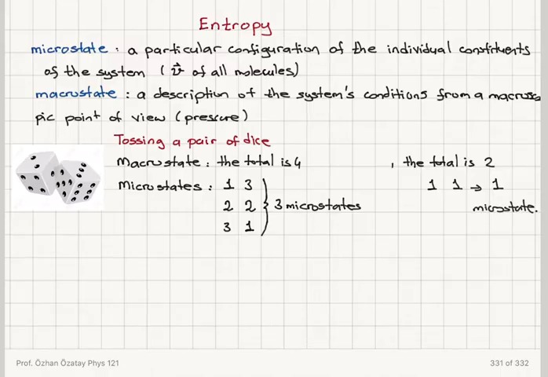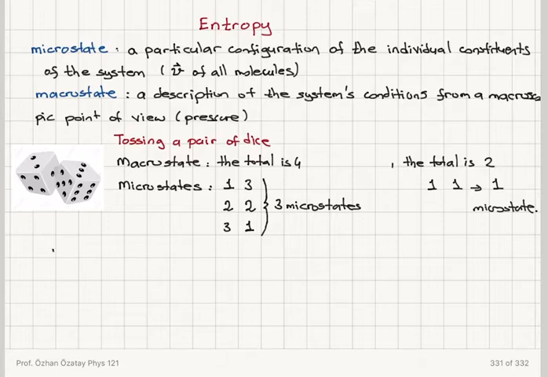Then I can ask you how likely it is when you toss a pair of dice that the total will be 2. You will probably say that it's not very likely because you have to get 1 on both of them, and the probability of getting 1 on both of them at the same time will be very low. So this is the basic idea behind entropy. In all natural processes we find that the processes will tend to evolve in a direction that will maximize the number of microstates, which we call entropy.